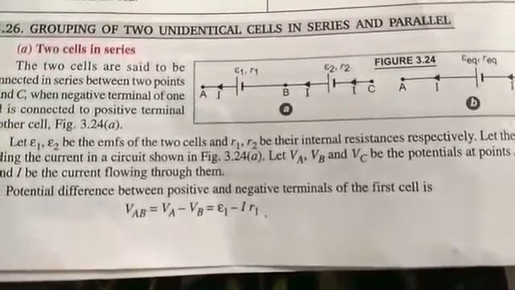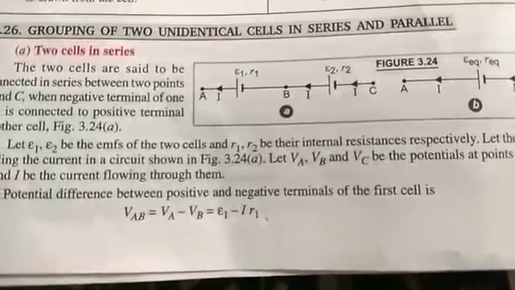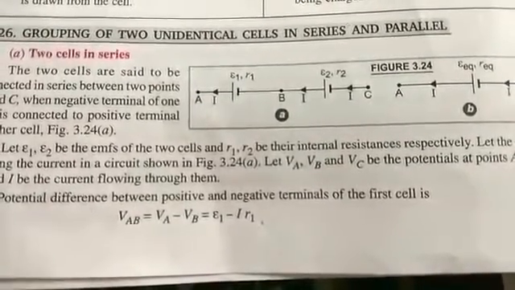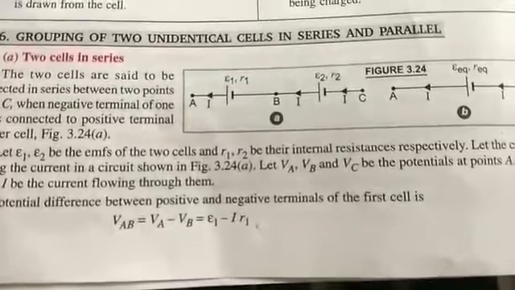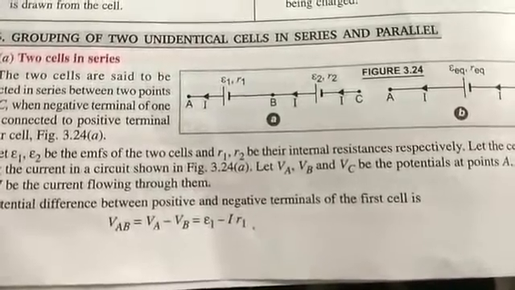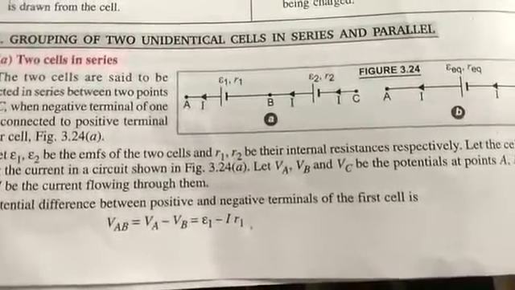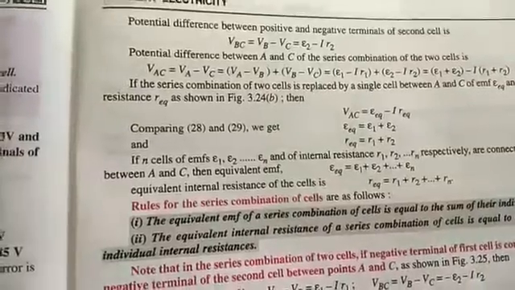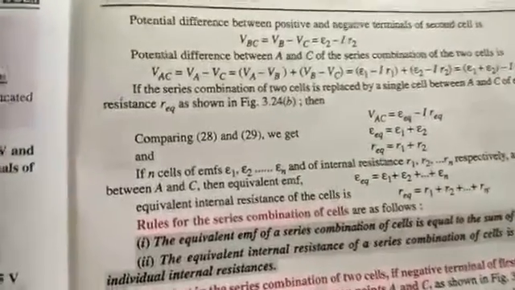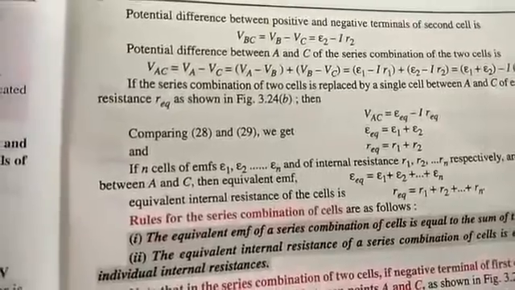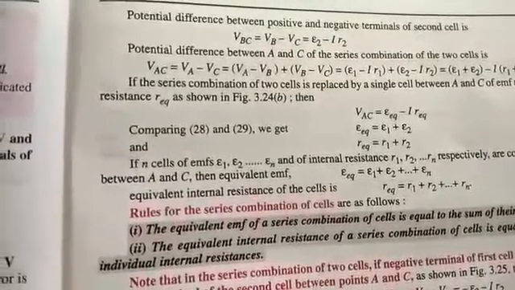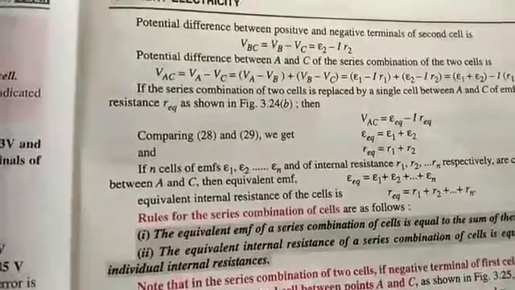Now if we want to find the potential difference between points A and B, between A and B there is cell E1, and the potential difference across it will be E1 minus IR1. In the same way, between B and C there is cell E2, so the potential difference between B and C will be VB minus VC, and that is also the potential difference between the terminals of the cell, that is E2 minus IR2.